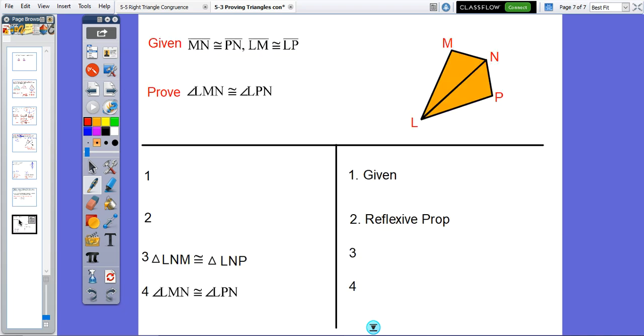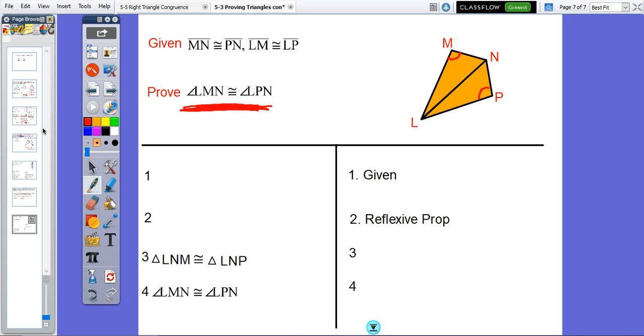So let's kind of try this out. So here, the way you know you're dealing with one of these CPCTC problems is that you're trying to prove either an angle or a segment is congruent, without having to prove the triangles. Like, whoa, you got to prove the triangles first. So if the final thing is to prove an angle or a segment, then that ultimately is a CPCTC problem. All right, so the goal here is to prove that angle LMN is congruent to LPN.